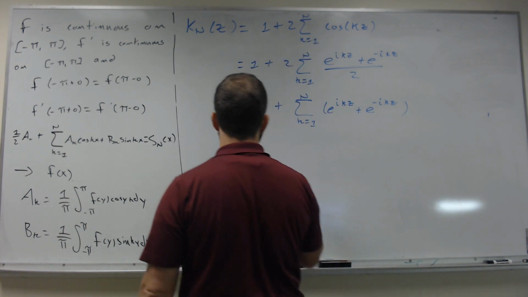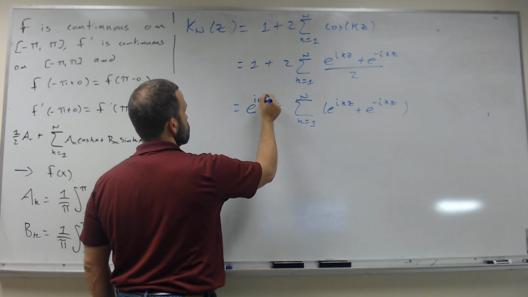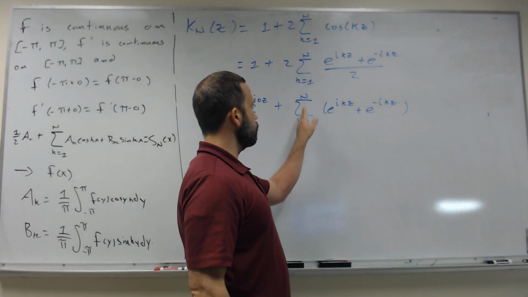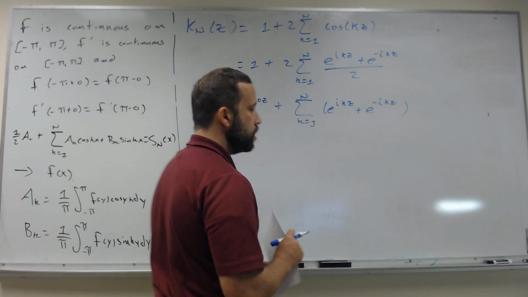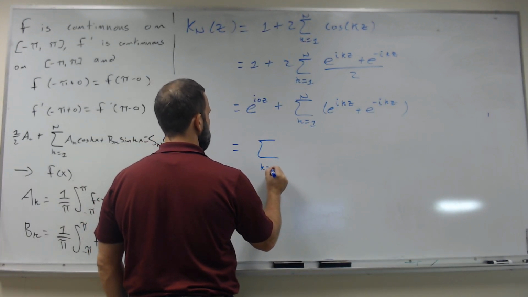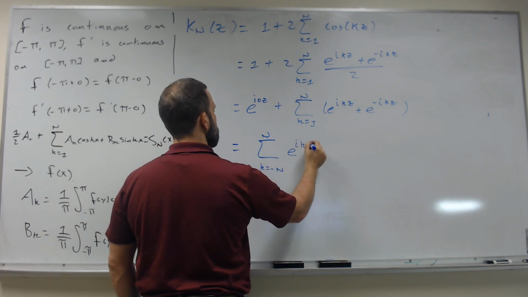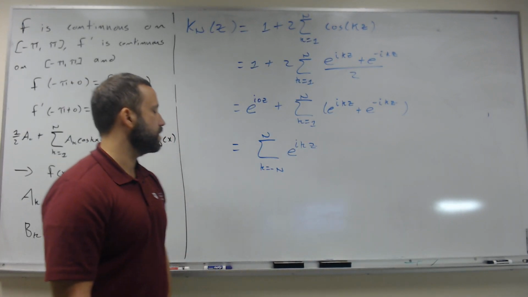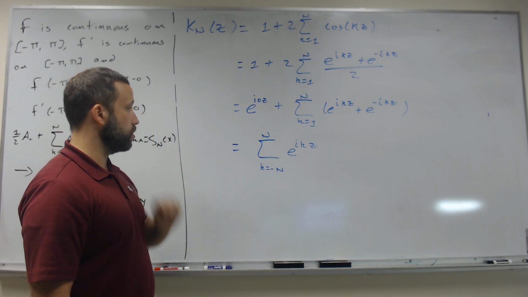And this 1 is equal to e to the i 0z. Notice I've got a sum going from 1 to n, with positive k's here and negative k's there. So I can rewrite this as the sum from k equals minus n to n of e to the i kz. I'm summing over all the negative k's and positive k's, and when k is equal to 0, I end up with this term here, which is what I started with.